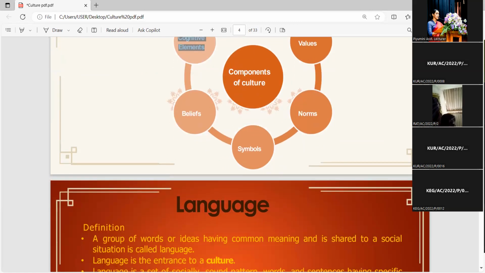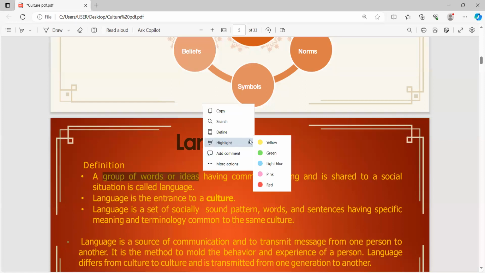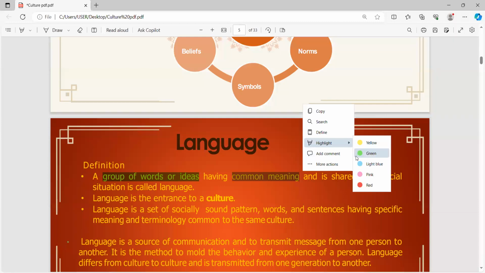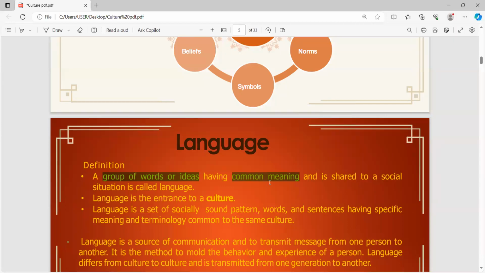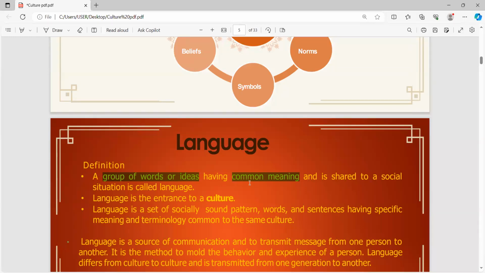First, we will look at what language is. How can we define language? Language is a group of words or ideas having a common meaning. This group of words should have a common meaning. Without a meaning, if it is just a group of words, it cannot be a language. There should be a meaning for those words.